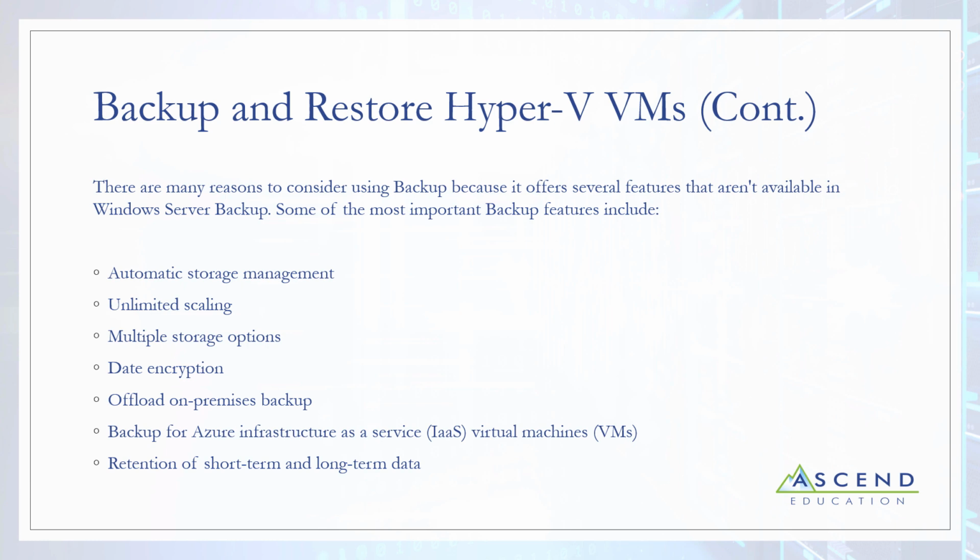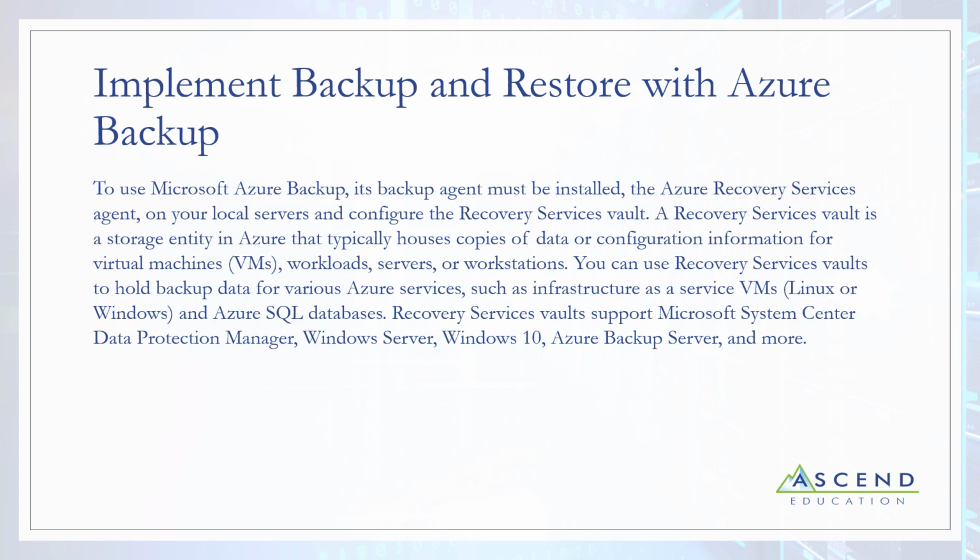Some of the advantages with Windows Server Backup include automatic storage management, so it'll overwrite the oldest files when needed. Unlimited scaling, meaning you can scale up to as many hard drives as you need, as much storage as you need, just keep attaching more storage, and it'll keep backing it up. Multiple storage options, so as I mentioned earlier, you can store it to a share, you can store it to local storage, whatever you want. You also have the option for encryption, offload on-premises backup if you need it, and backup for Azure, and you can choose your retention time.